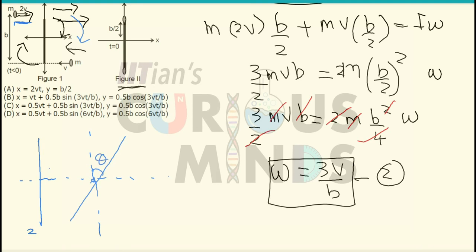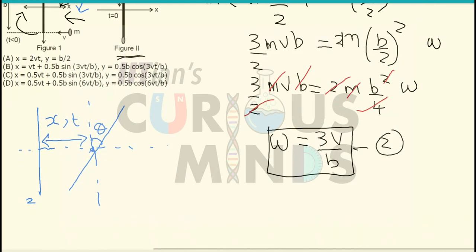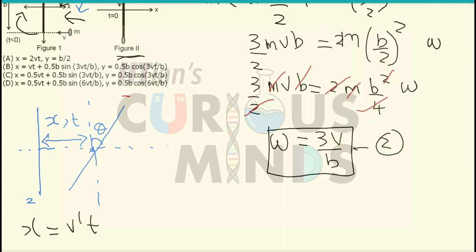Now the center of the mass only performs the translational motion, so let the distance of the rod be equal to x, and let the time taken to cover this distance be equal to t. So I can clearly say that x will be equal to v dash into t, because the velocity of the center of the mass of the rod is v dash. Now we have to find out the x and the y position of the particle at the top.